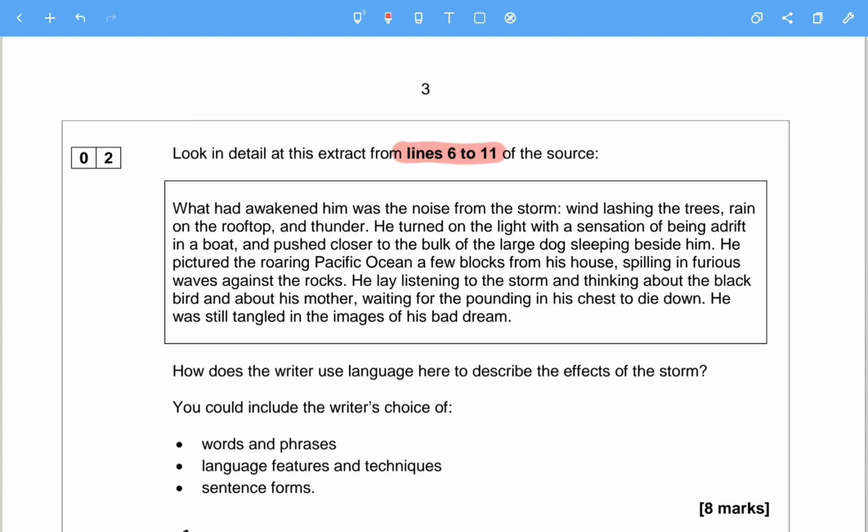How does the writer use language here to describe the effects of the storm? You could include the writer's choice of words and phrases, language features and techniques, and sentence forms. And this question is worth 8 marks. So what I would like you all to do is to pause the video and read it again and jot down any keywords and phrases and annotate it in your writing pad.